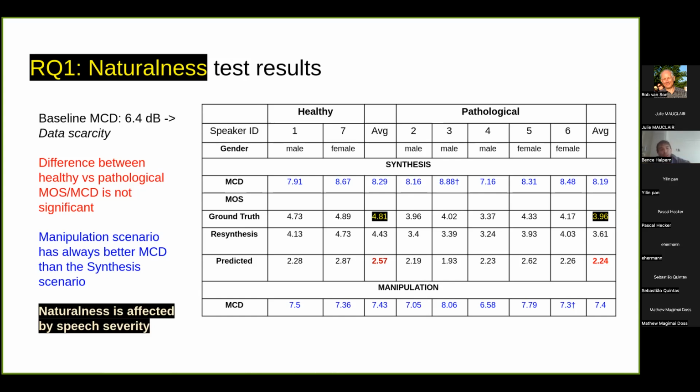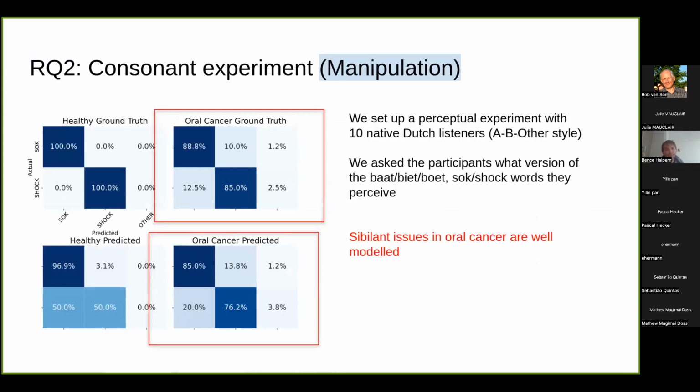The second thing is that when we evaluate the articulatory synthesis framework in this manipulation scenario instead of the synthesis scenario, we are able to get better results. So in general, in order to get speech that's better to listen to, we would encourage making rather small modifications to existing sentences rather than creating whole new sentences using this neural network.